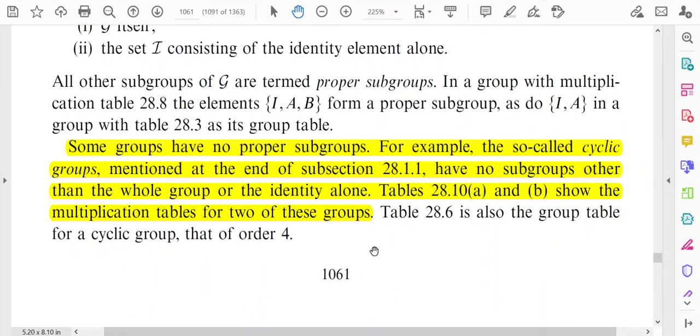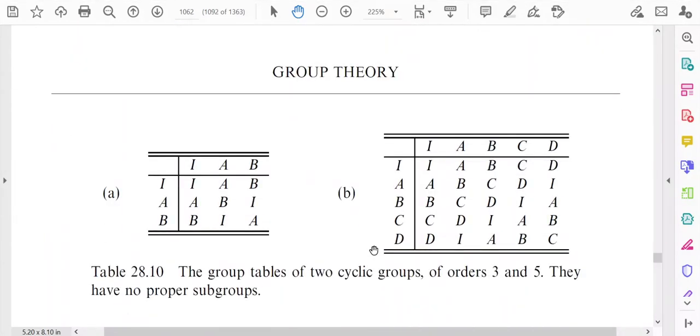Now, I have already shown you what a cyclic group is, and if we construct a multiplication table for that cyclic group, the multiplication table will look like this. So let me show you the multiplication table. This is the multiplication table of two cyclic groups of order 3 and 5. In the cyclic group shown earlier, the group is like x, x squared, x cubed.